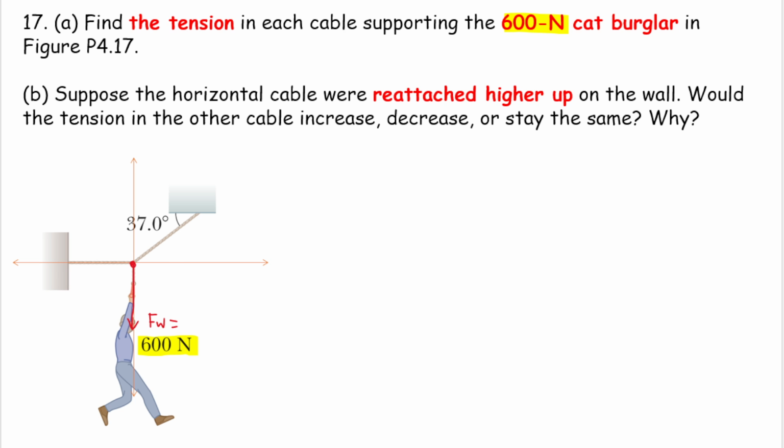And then what else? We will have this horizontal cable here. Let's name this tension T1. And we also have another tension, which is T2, in this second rope. Then we need to project this T2 into X and Y coordinates. So this one is X positive and this one will be Y positive.